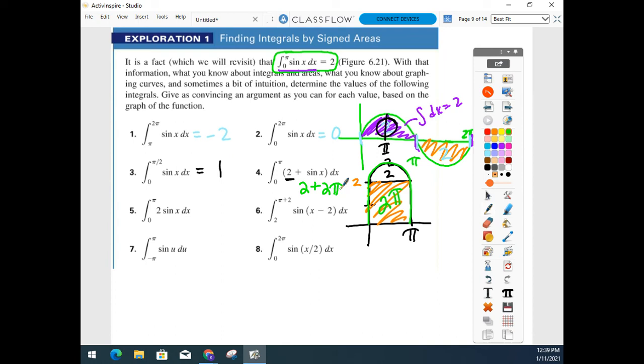All right, number 5. What do you think we're going to do if we take 2 times the curve? We're just going to take 2 times the original area to get 4.